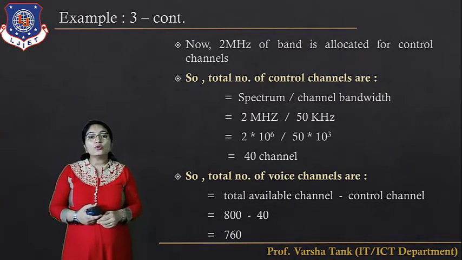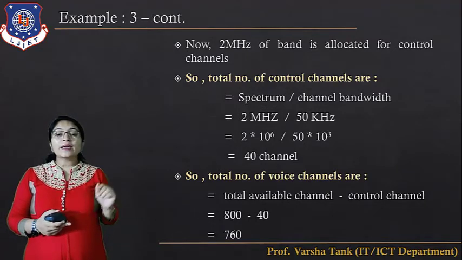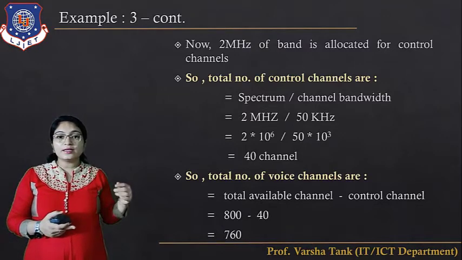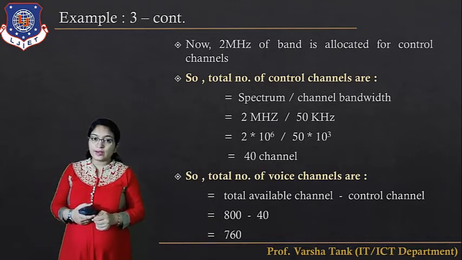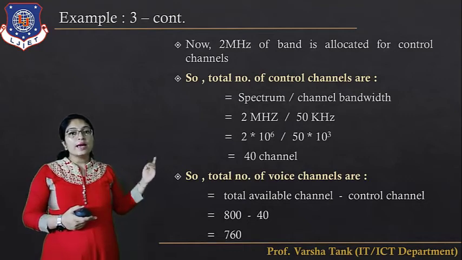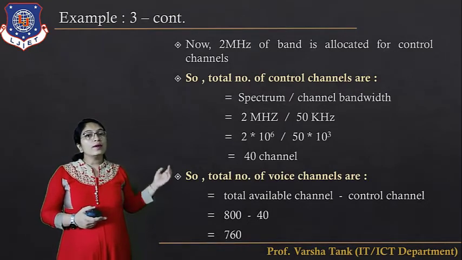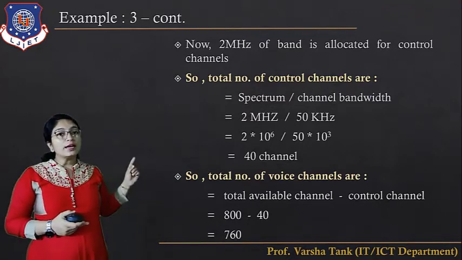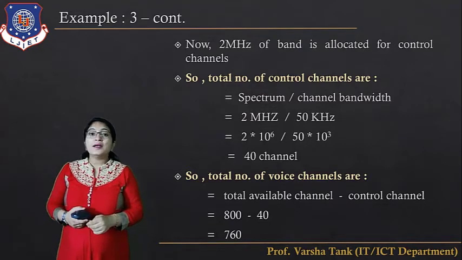So the spectrum is given to you, that is 2 megahertz divided by 50 kilohertz. Now again, this is in megahertz and kilohertz, so you have to convert it to the equal dimension. So 2 into 10 raised to 6 divided by 50 into 10 raised to 3, because we have converted megahertz and kilohertz. Whenever you calculate this, you will get the answer 40 channels. So a total of 40 control channels are available.